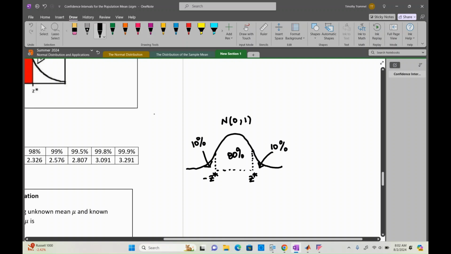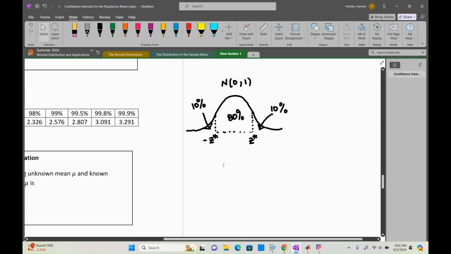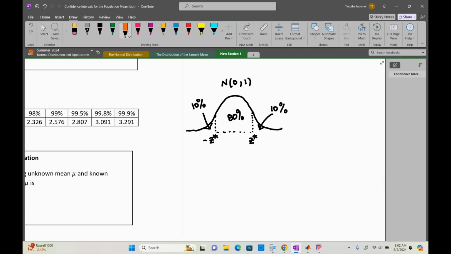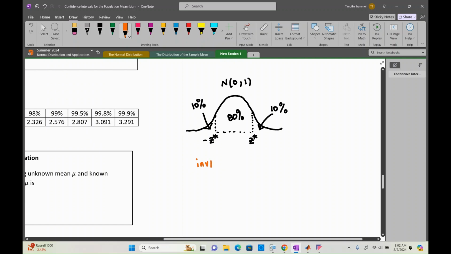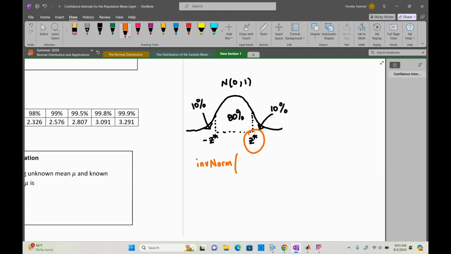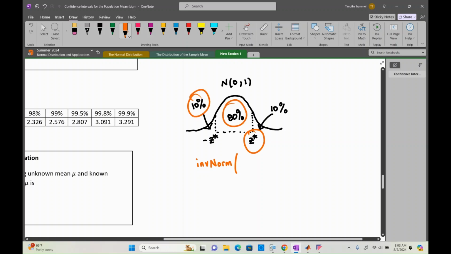All right. So if we go ahead and use our inverse norm now, what I want us to know is, for Z star here, what percent of the data is to the left? And if you total those up, you get 90%. So I'm actually going to put a 0.9 here for this area. And then I just need to put in the mean and then the standard deviation. And this will be the Z star value.